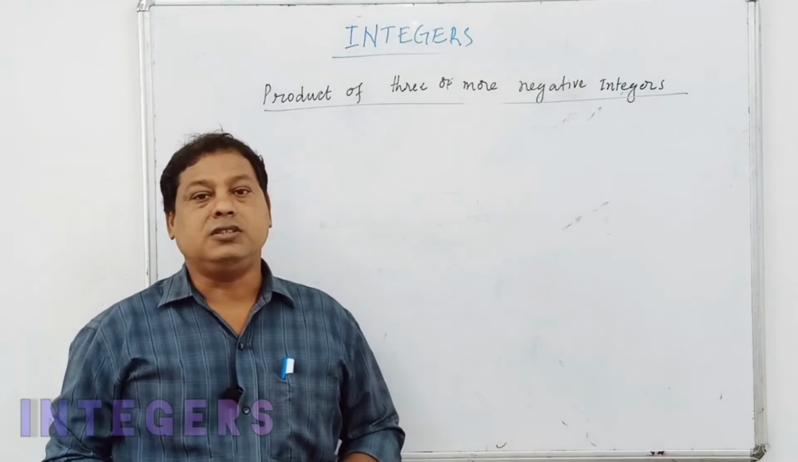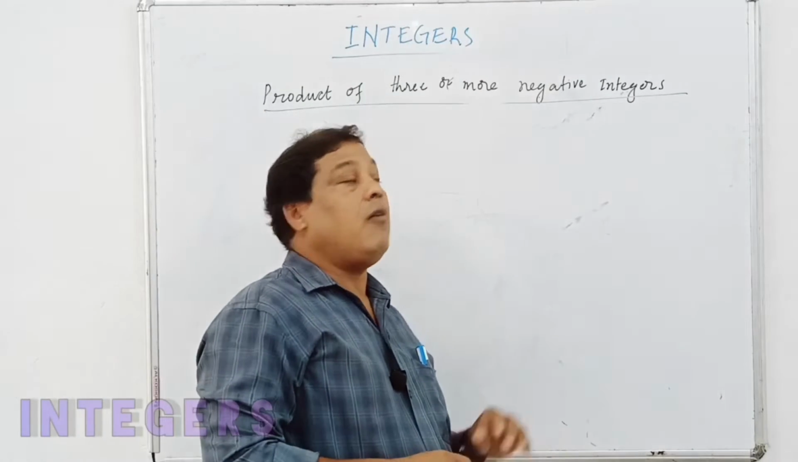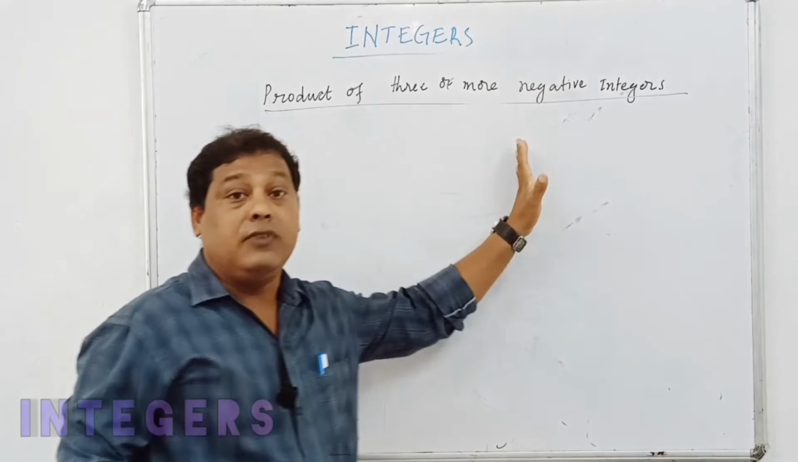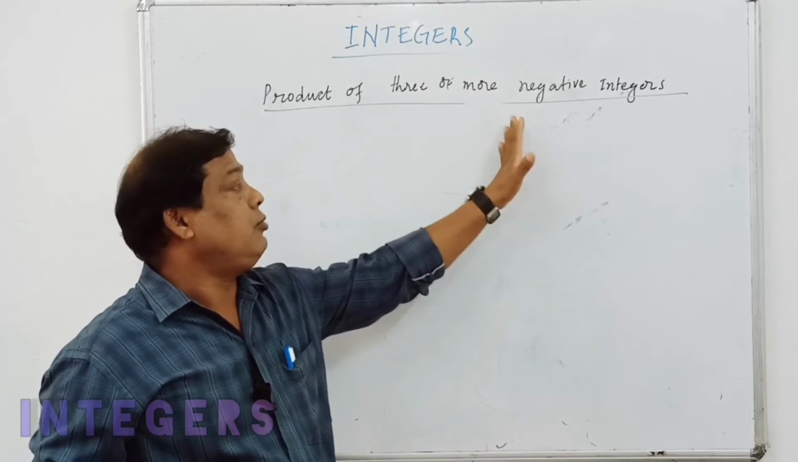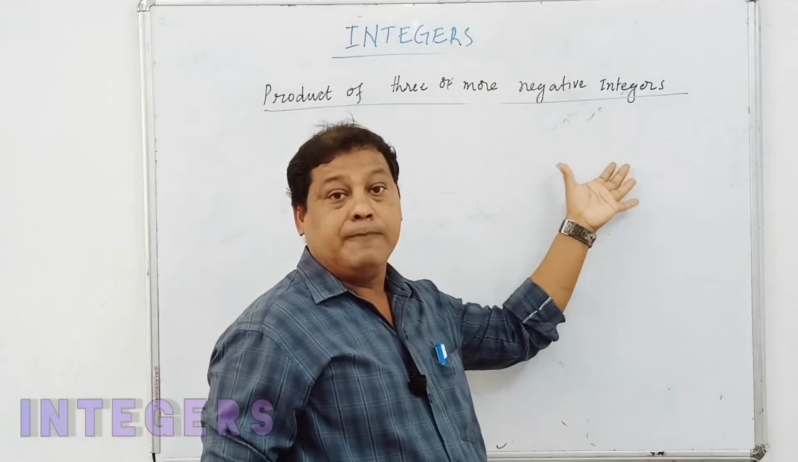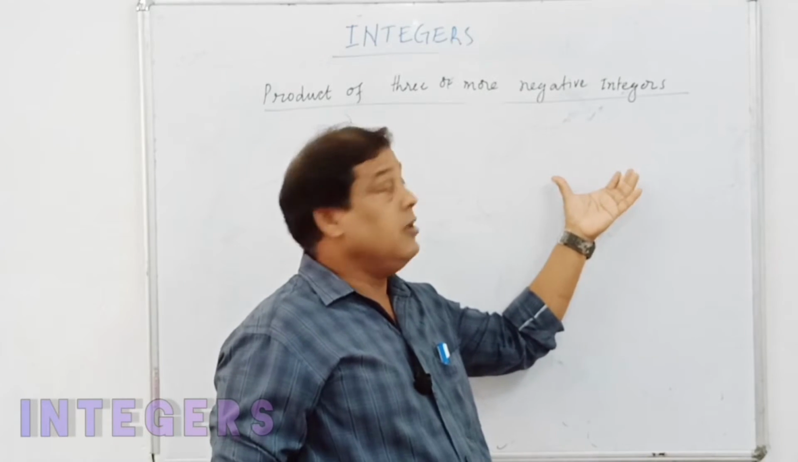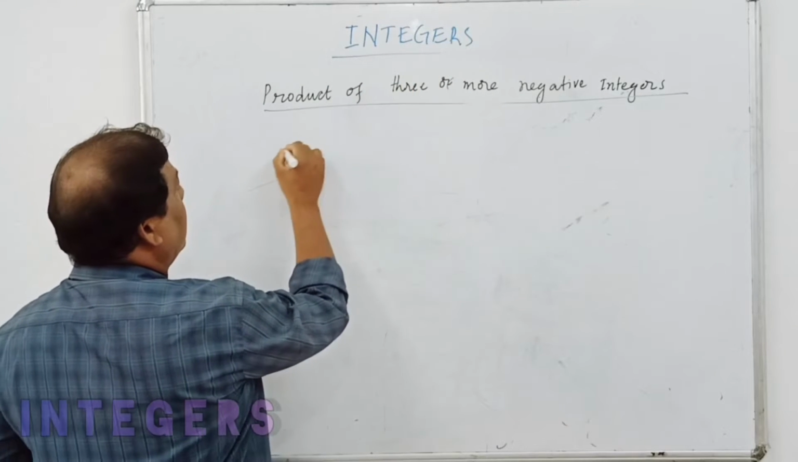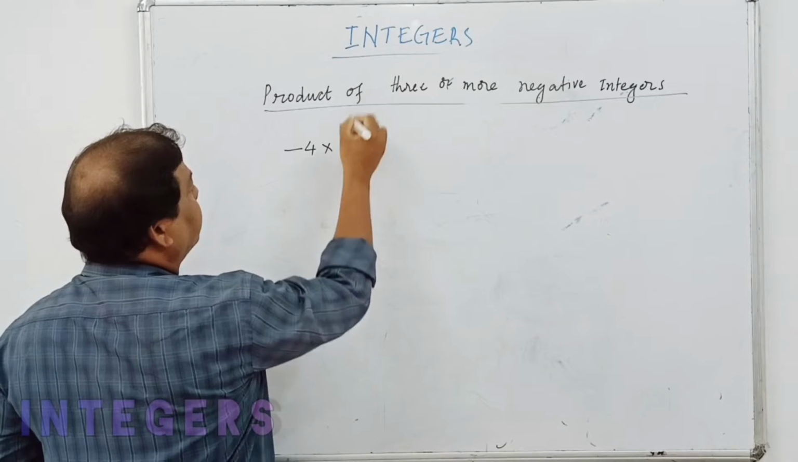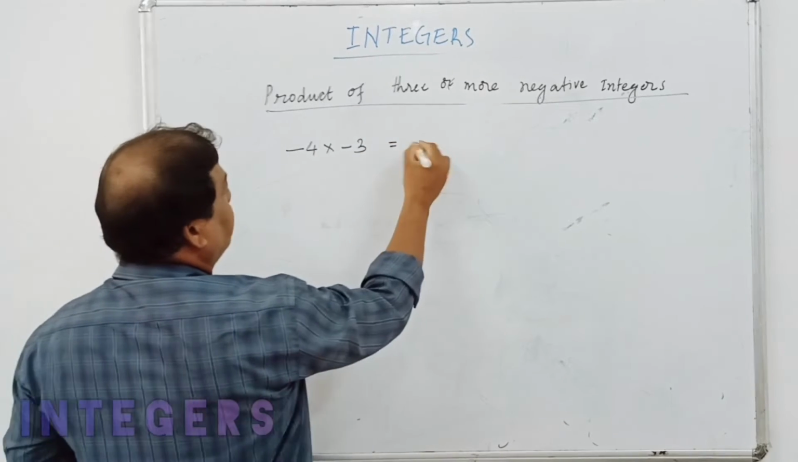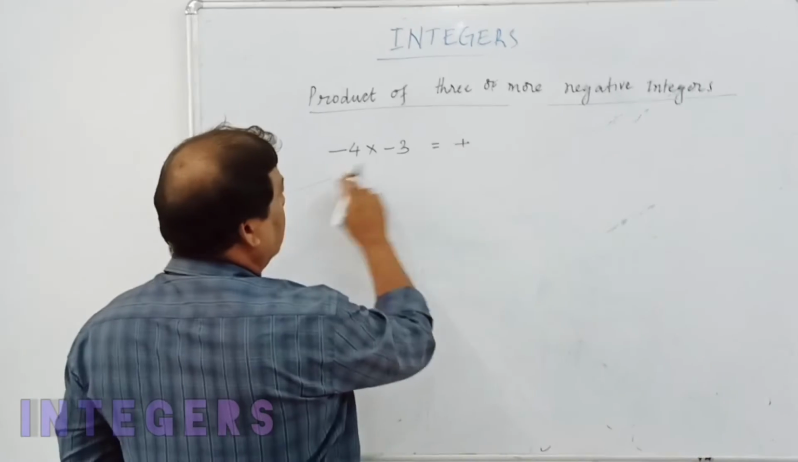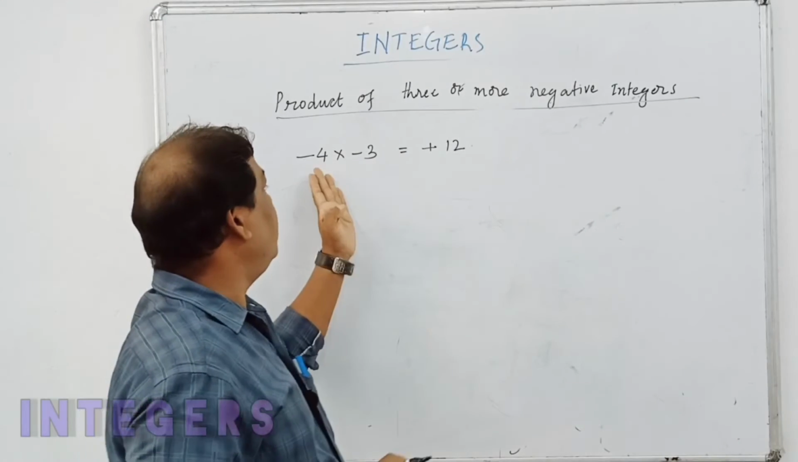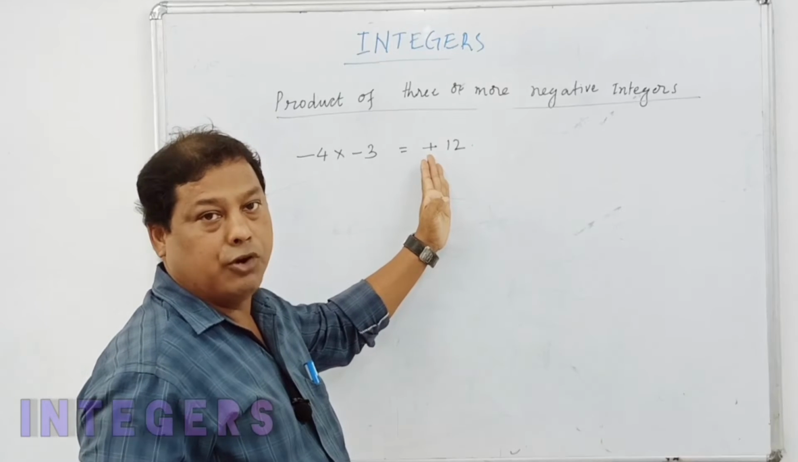As we observed in the previous section, the product of two negative integers is a positive integer. So what will be the product of more than two negative integers, like 3 negative integers, 4 negative integers and 5 negative integers? We will see some examples. Let us take one example: minus 4 times minus 3. It becomes a positive sign, 4 times 3 is 12.